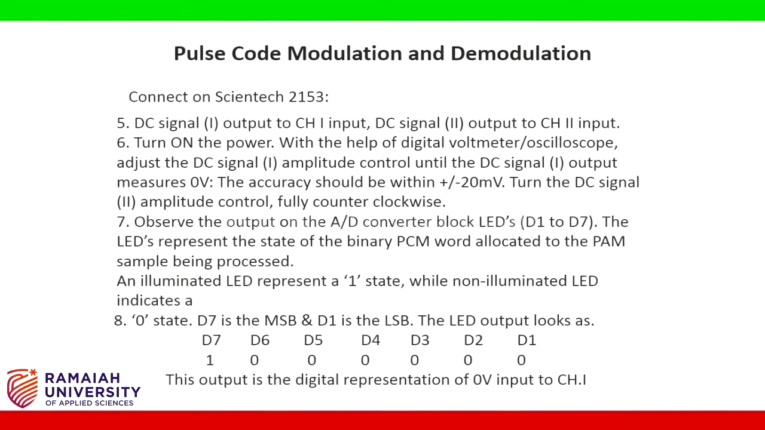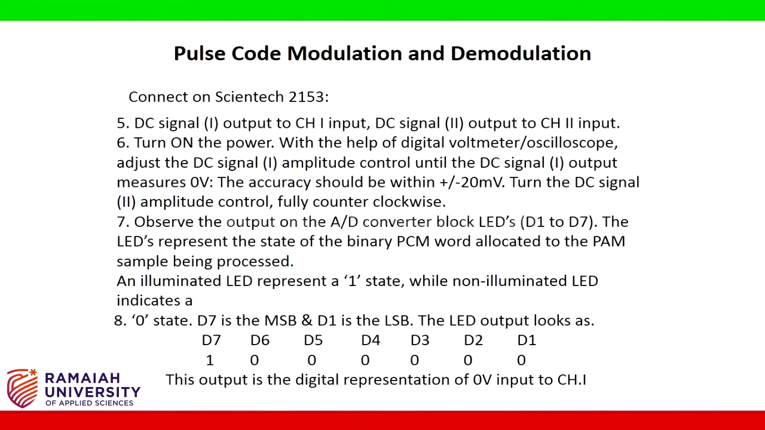Connect on Syntec 2153 DC signal 1 output to channel 1 input, DC signal 2 output to channel 2 input. Turn on the power. With the help of digital voltmeter or oscilloscope, adjust the DC signal 1 amplitude control until the DC signal 1 output measures 0 volt. The accuracy should be within plus or minus 20 millivolt. Turn the DC signal 2 amplitude control fully counterclockwise.